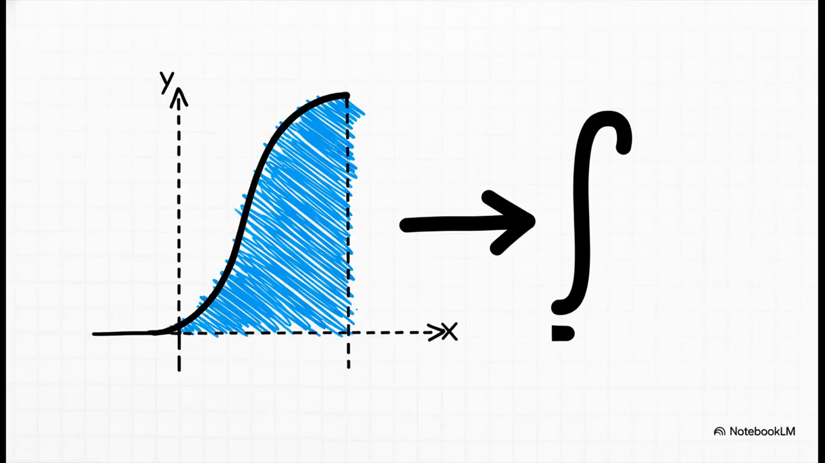So have you ever seen that integral symbol but with little numbers at the top and bottom? That's called a definite integral. And what it means is we're not looking for a general formula anymore. We're looking for one specific number, the exact area under a curve between 2 specific points.